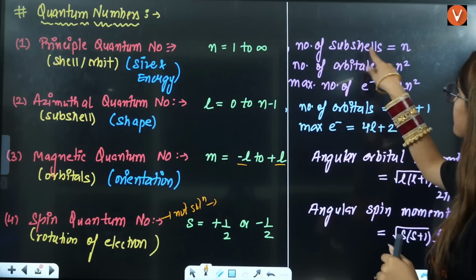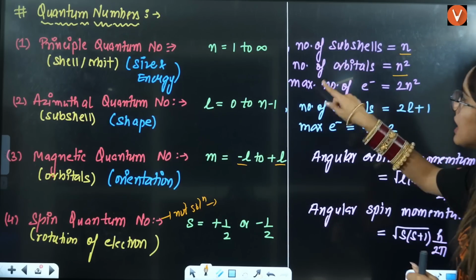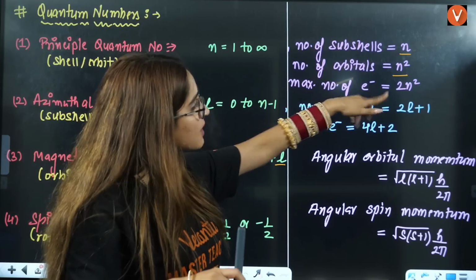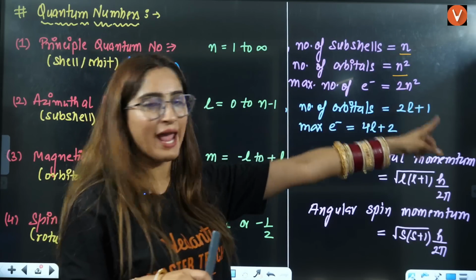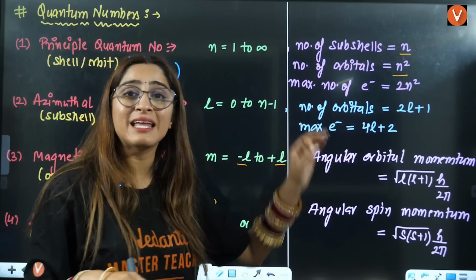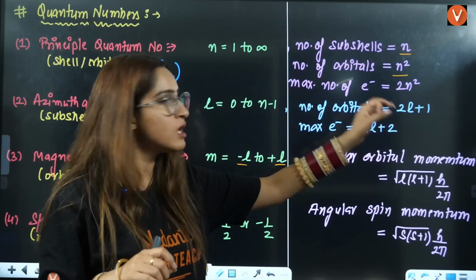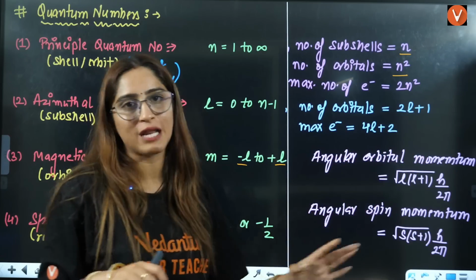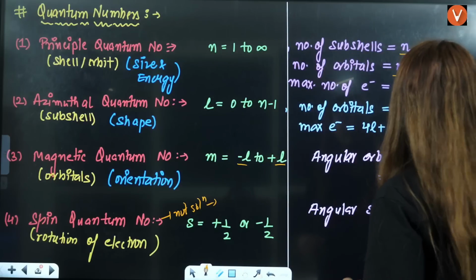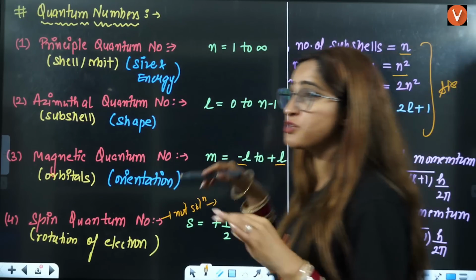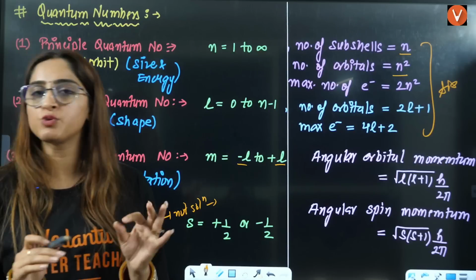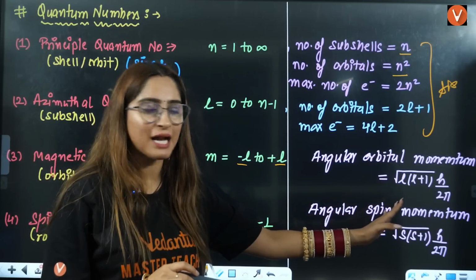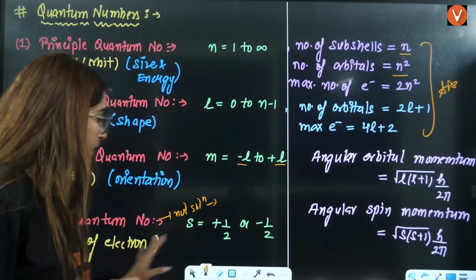If they ask you the number of subshells, it is n, number of orbitals is n square. Now in one orbital you have 2 electrons. So number of electrons in the shell is going to be 2n square. Number of orbitals in the subshell is going to be 2l plus 1. Number of electrons in the subshell is going to be 2 into 2l plus 1, that is 4l plus 2. These formulas are very, very important, because right now they are asking you questions based on the quantum numbers. Angular orbital momentum is given to you. Angular spin momentum is directly given to you.